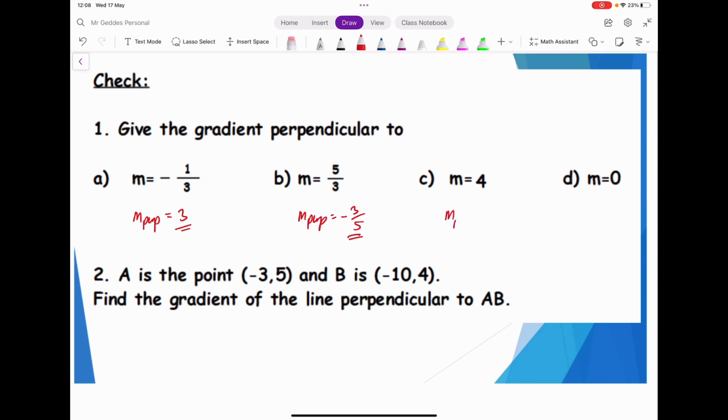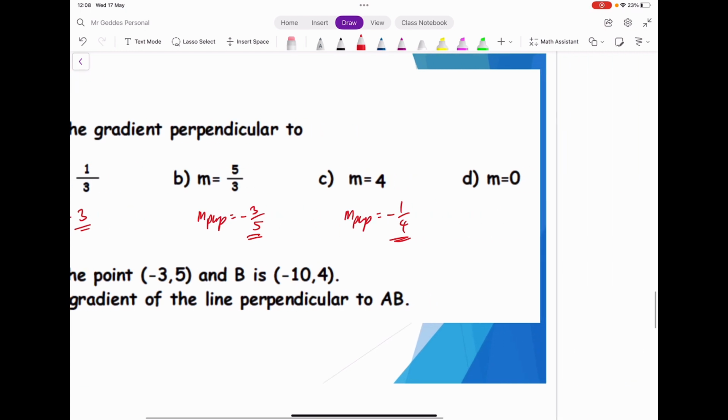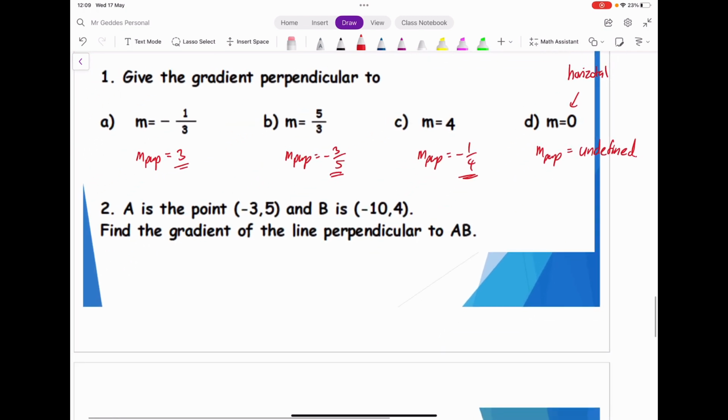For this one would be -1/4. And for D, this is one of these circumstances where, think about what that means. That is a horizontal line, meaning that if we perp that, we're going to get a vertical line, and that means that the gradient there will be undefined or infinite. And for question 2, the answer you're looking for would be perpendicular gradient is -7.